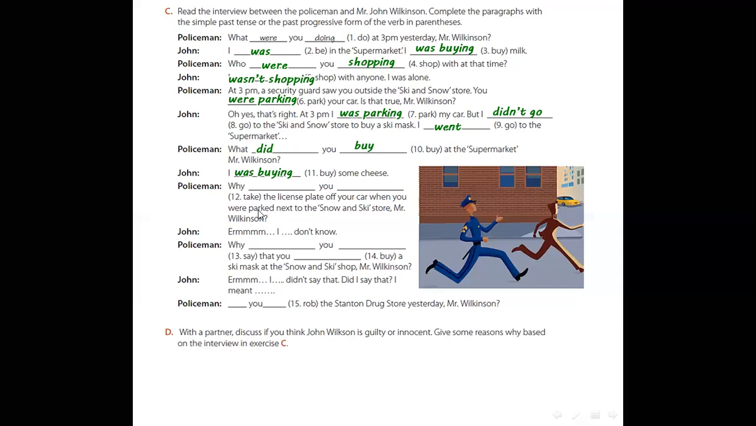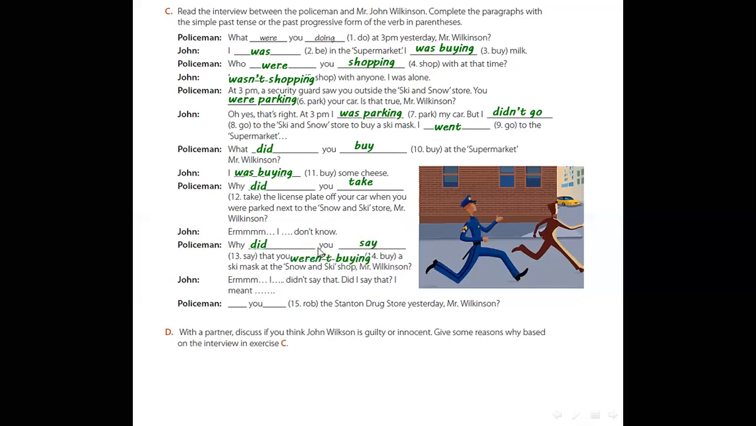Another question from the policeman. Why did you take the license plate off your car when you were parked next to the snow and ski store, Mr. Wilson? I don't know. Why? Excellent. Did. Why did? What about the verb? Excellent. Base form.